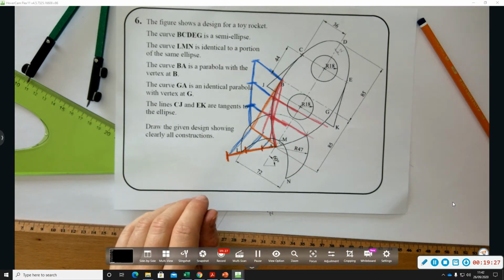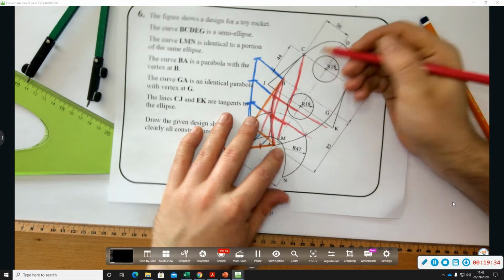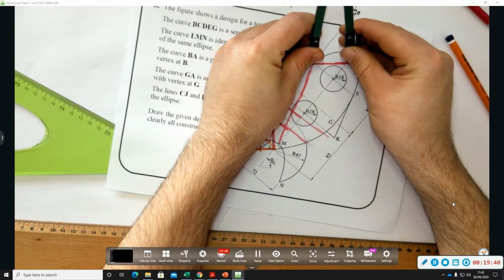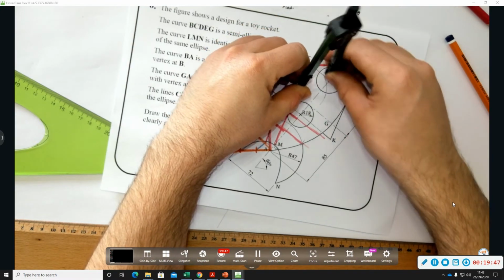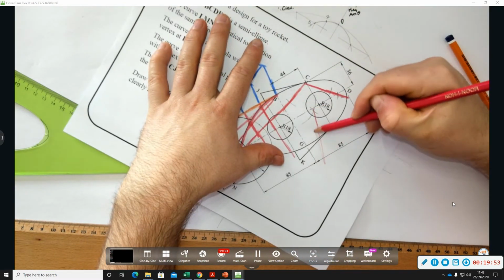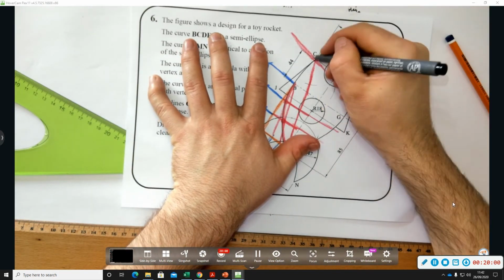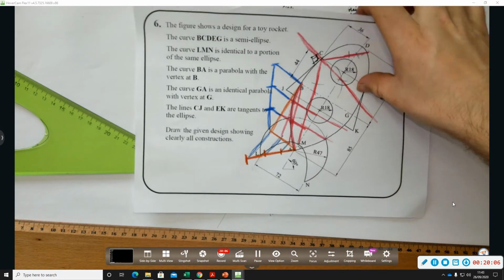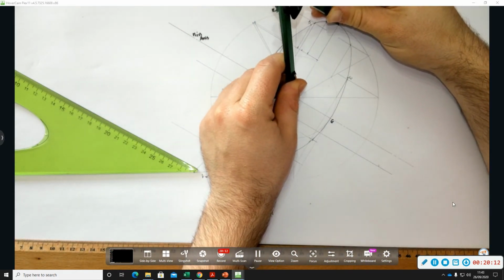And then what you would do is join the focal point to C, and C to the second focal point, and you would take your compass and bisect the angle. Now this is the normal here, and then the tangent makes a right angle with the normal, so you'd use your set square. So we're going to do that. We're going to take half the major and swing from the top of the minor.